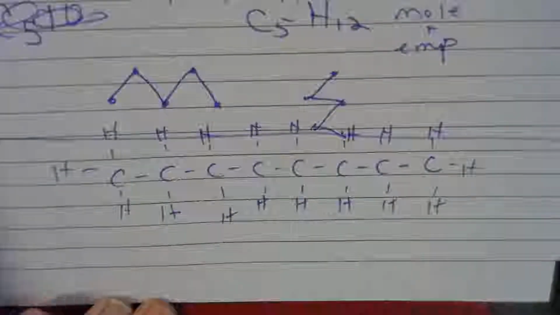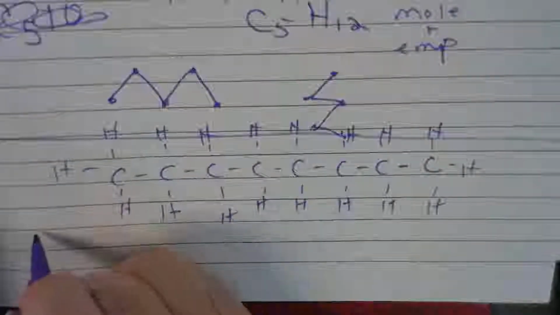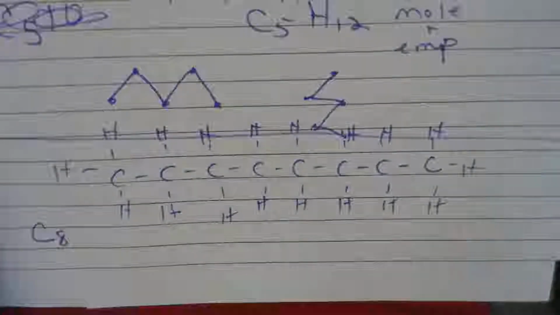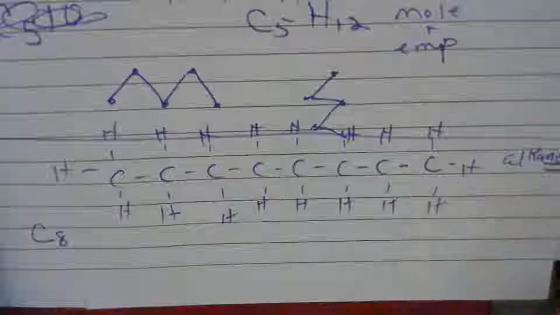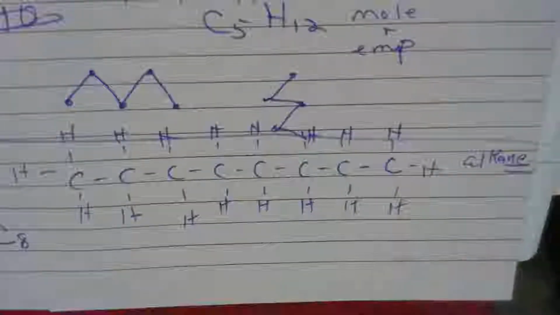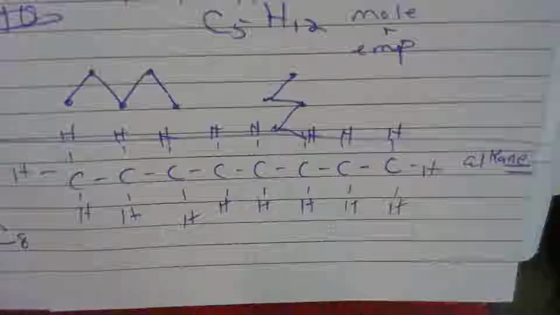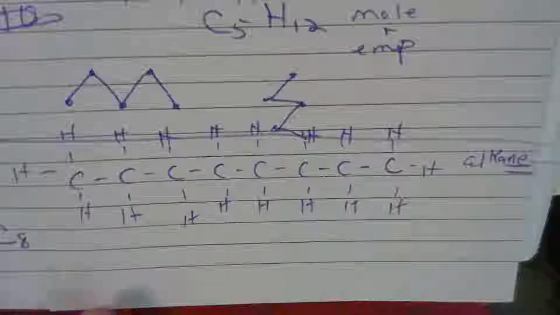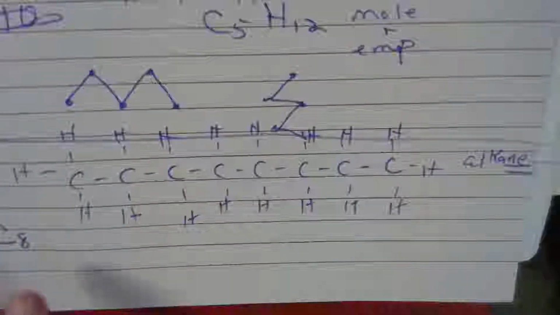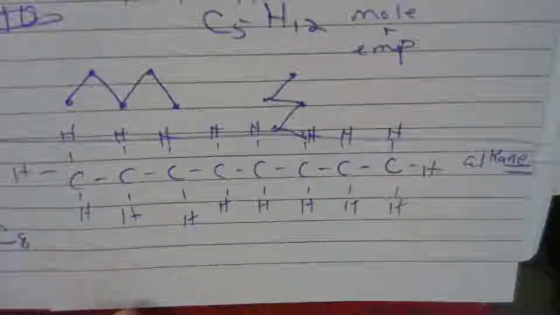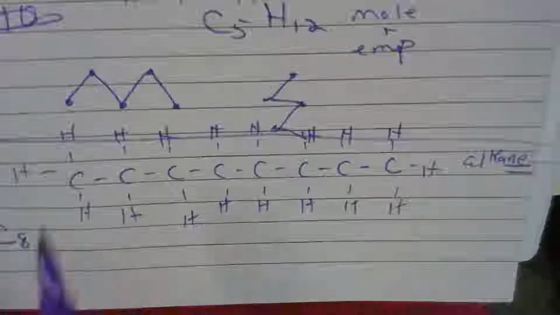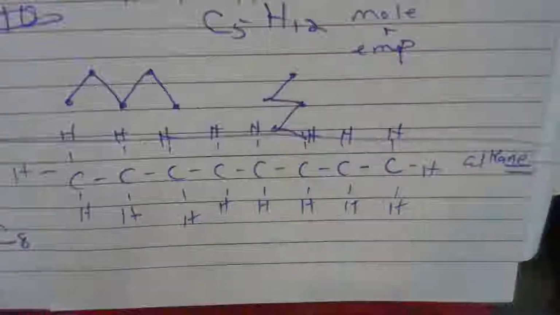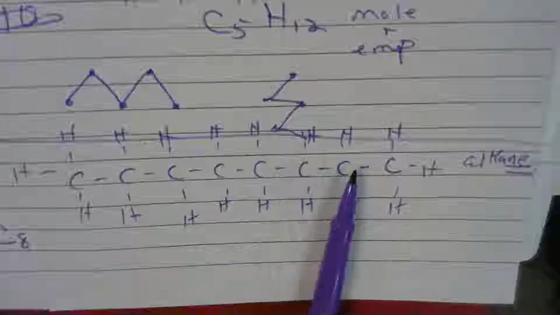Okay, so you've got 8 carbons, and this is an alkane, so it'll have the -ane suffix. If you haven't noticed, for alkanes, with all single bonds, the number of hydrogens is 2n plus 2. So 2 times 8 would be 16, plus 2 would be 18. If we count, there's 3, 6, 8, 10, 12, 14, 16, 18.